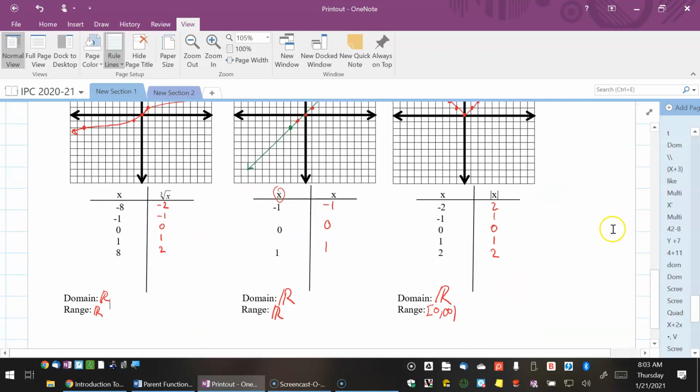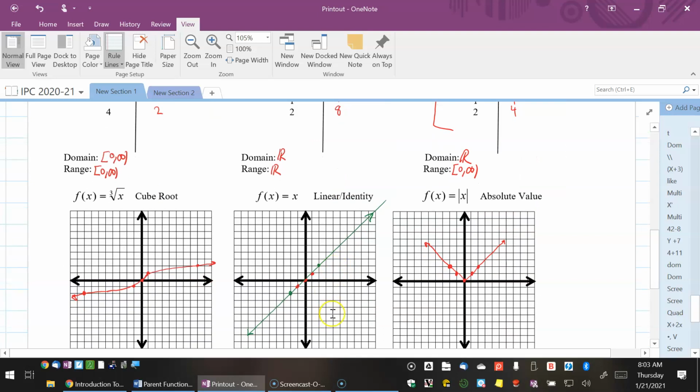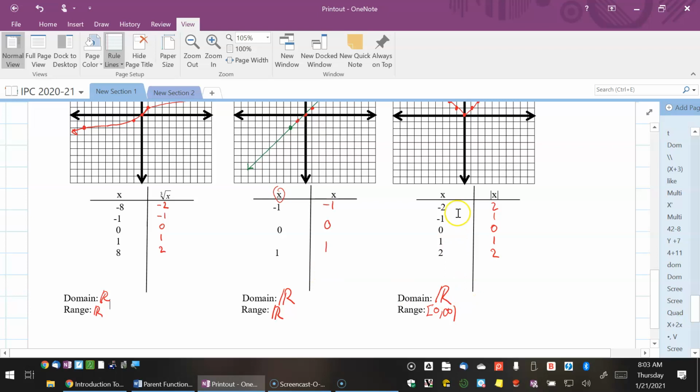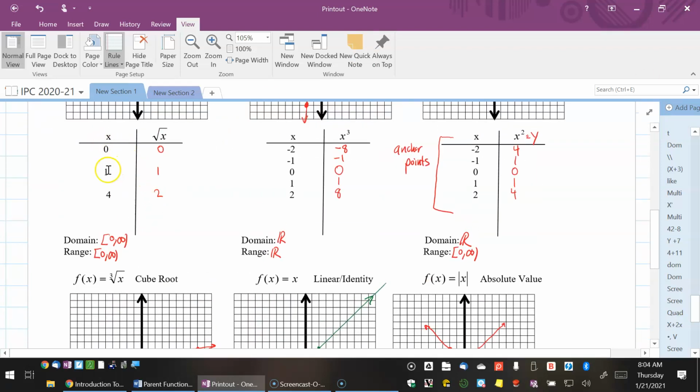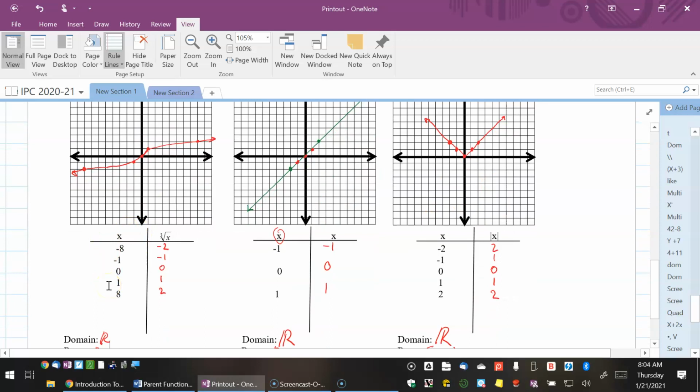Now there is a rhyme and reason to the anchor points for x squared, x cubed, and absolute value. The x's can just run from -2 to 2, and then the y's are x squared, x cubed, absolute value of those x's. For the roots, you need to choose the first few x's that work out evenly for square root or cube root.